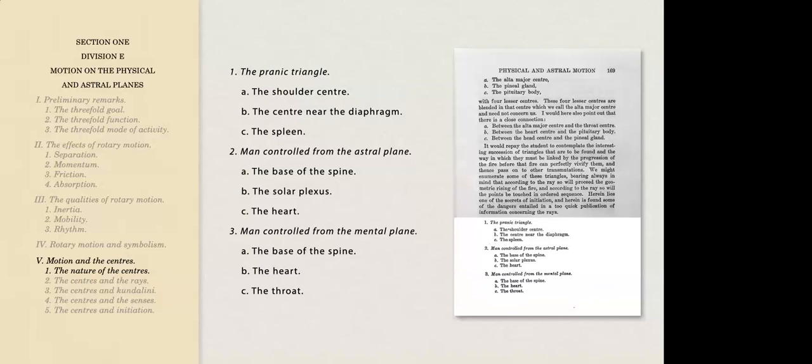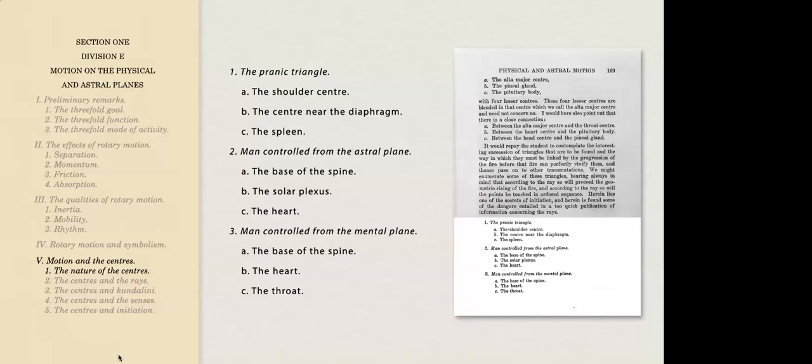Sure. 1. The pranic triangle. A, the shoulder center. B, the center near the diaphragm. C, the spleen. 2, man controlled from the astral plane. A, the base of the spine. B, the solar plexus. C, the heart. 3, man controlled from the mental plane. A, the base of the spine. B, the heart. C, the throat.